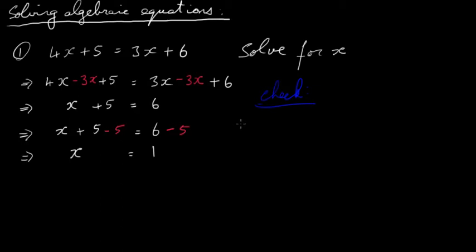So we've got 4 times x plus 5 equal to 3 times x plus 6. Let's see, does it work? Well, we know that x is 1 now, so put the 1 in here: 4 times 1 plus 5, and 3 times 1 plus 6. Now 4 times 1 is 4 plus 5. 3 times 1 is 3 plus 6. So we just simply end up with 4 plus 5, which is 9.